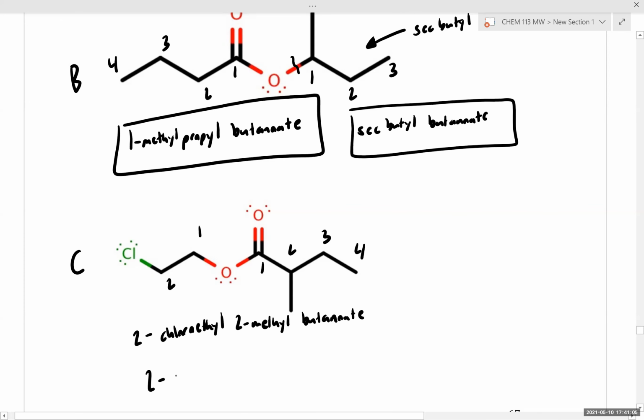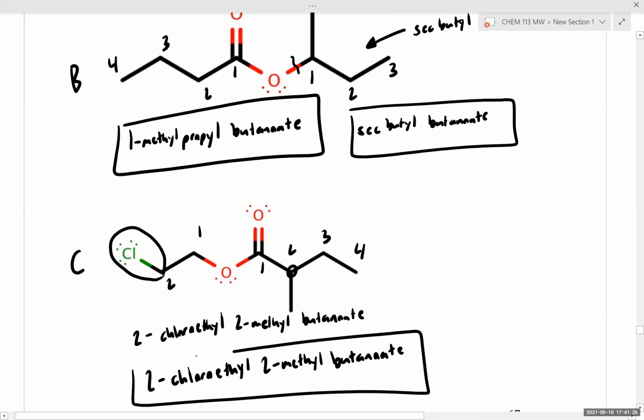So we name this compound 2-chloroethyl because the chlorine is at carbon 2, 2-methyl because we have a methyl group at carbon 2, and then butanoate because we have a 4-carbon carboxylate chain. Does this example make sense to everyone?